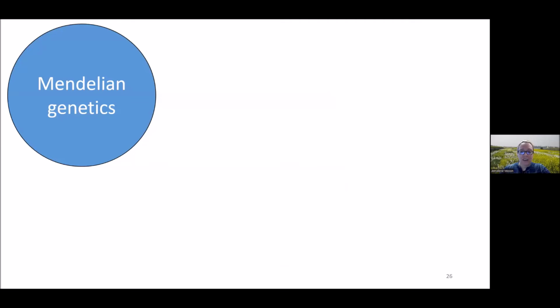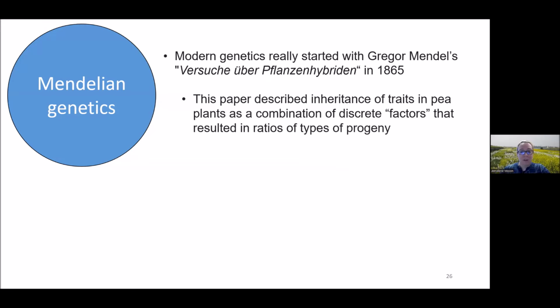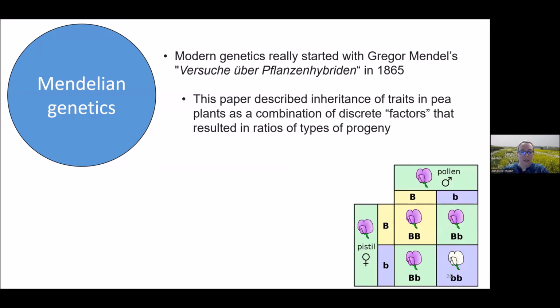So Mendelian genetics was the start of it all in principle. Modern genetics really started with Gregor Mendel's Versuche über Pflanzenhybriden, which he published in 1865. This paper described inheritance of traits in pea plants as a combination of discrete factors that resulted in ratios of types of progeny. So Mendel's peas are quite well known. This is where we had these yellow and green seed phenotypes or purple and white flowers. And we have segregation of discrete genetic factors.